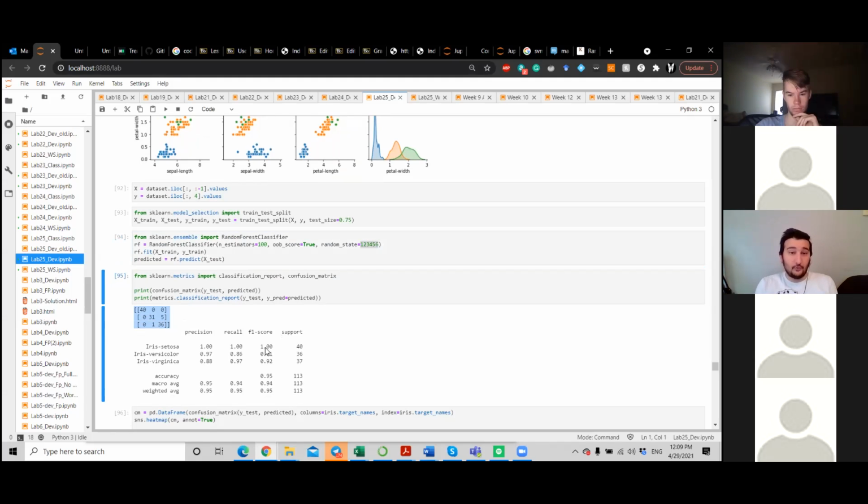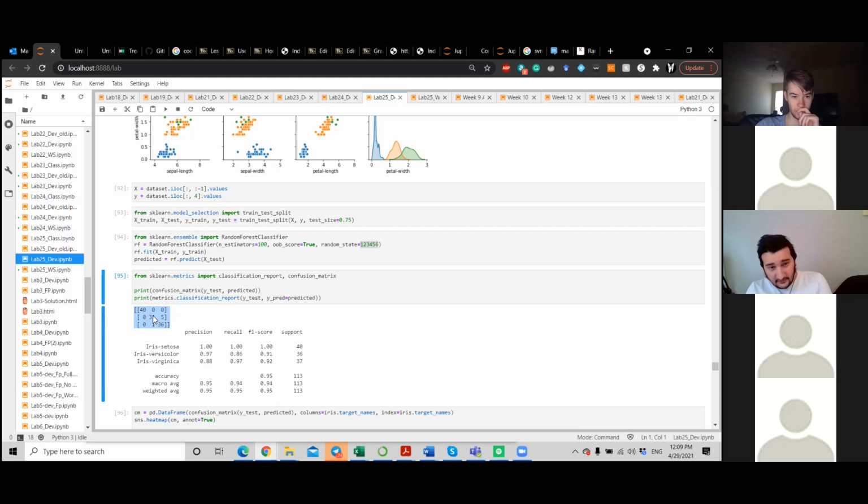Do I have a volunteer who wants to tell me what that means? What this means is it's pretty good. 40, and then you got 40 correct, you got 31 correct, and you got 36 correct. So for the first plant type, I had 40 and I captured all of it correctly. For the second one, I had 36 cases and I only captured 31 of those, so 5 misclassifications. And for the third class, I had 37 cases and I got 36 of them correctly, so 1 misclassification.